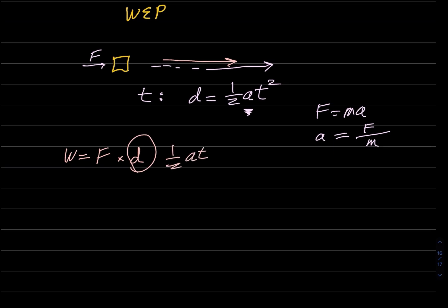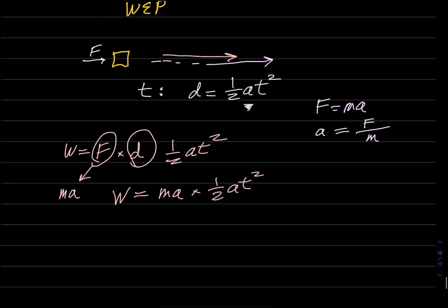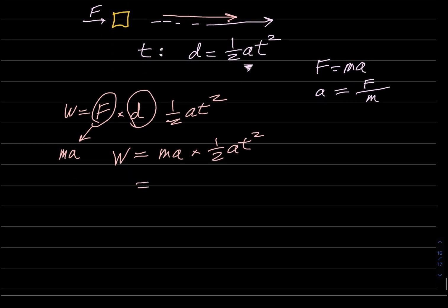Well, we know what the distance is. That's 1/2 at squared. And we know what the force is. The force is ma. So the work applied to the mass equals force times distance, ma times 1/2 at squared. Let's simplify that. That's 1/2 times m times a squared t squared.